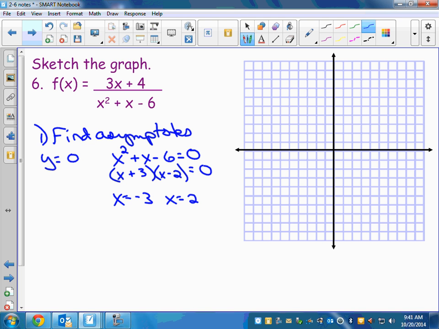Remember, asymptotes are just like imaginary lines on your graph that it gets closer to but never touches. So I like to make them as dotted lines on my graph. So y equals 0 is the x-axis. x equals 2. And x equals negative 3.